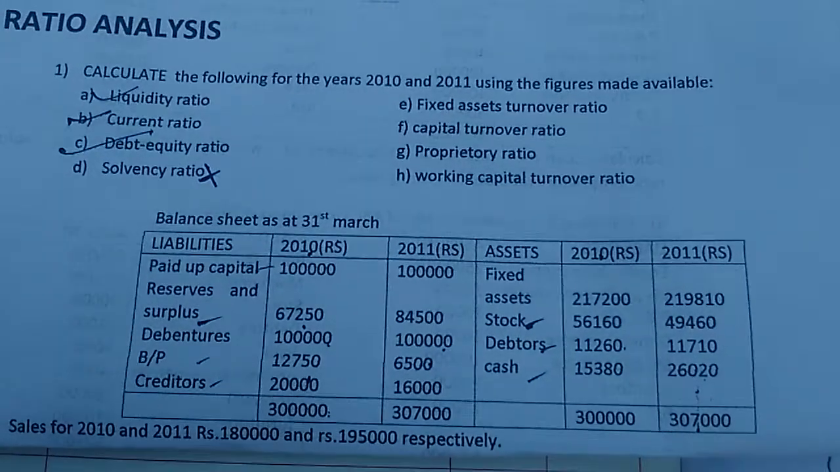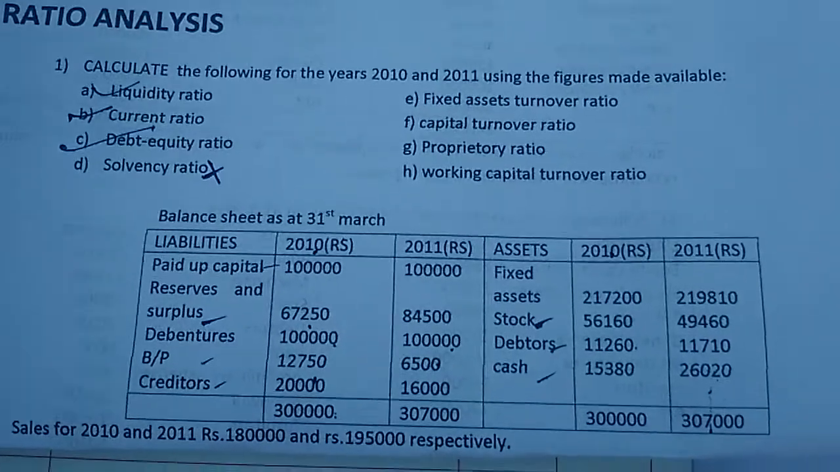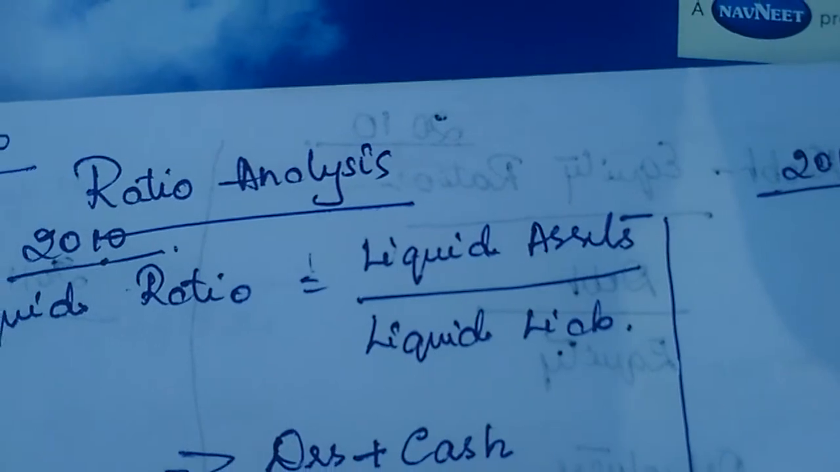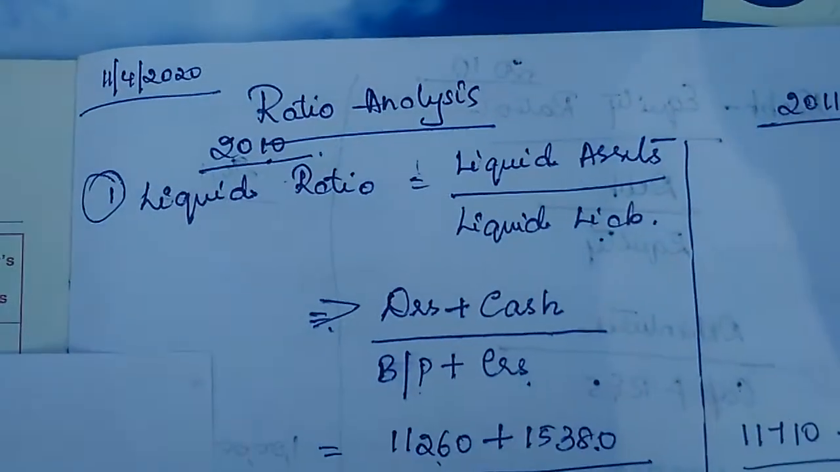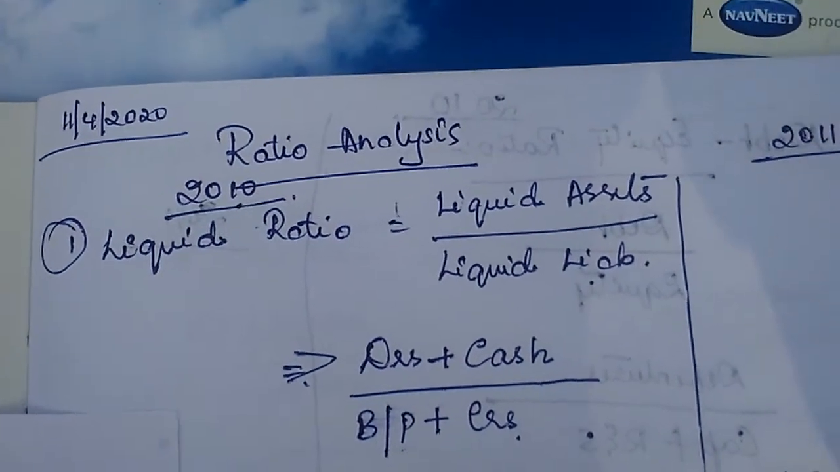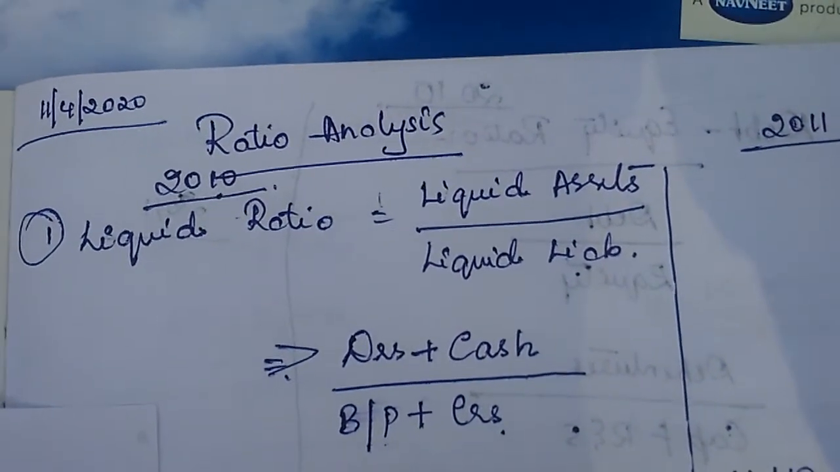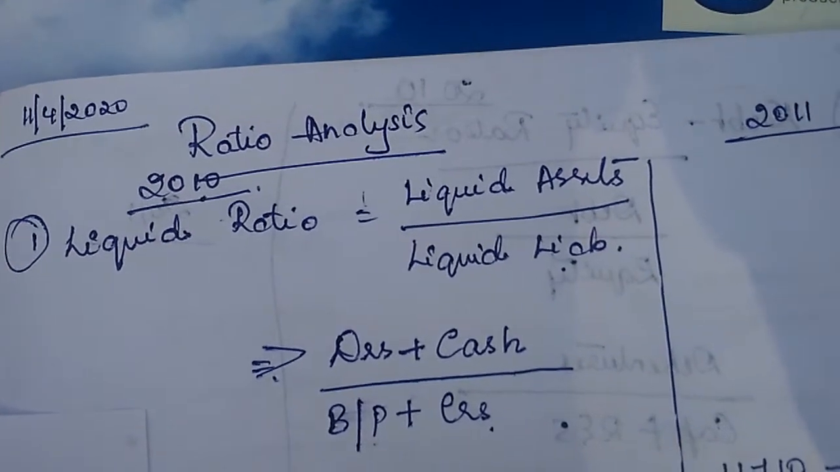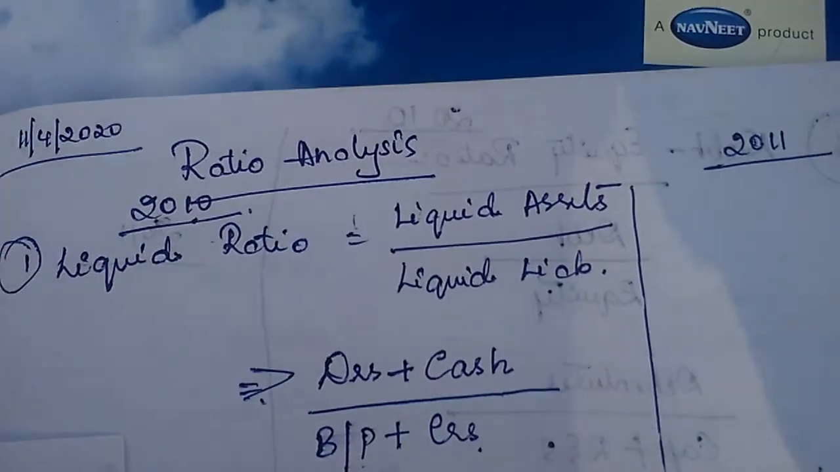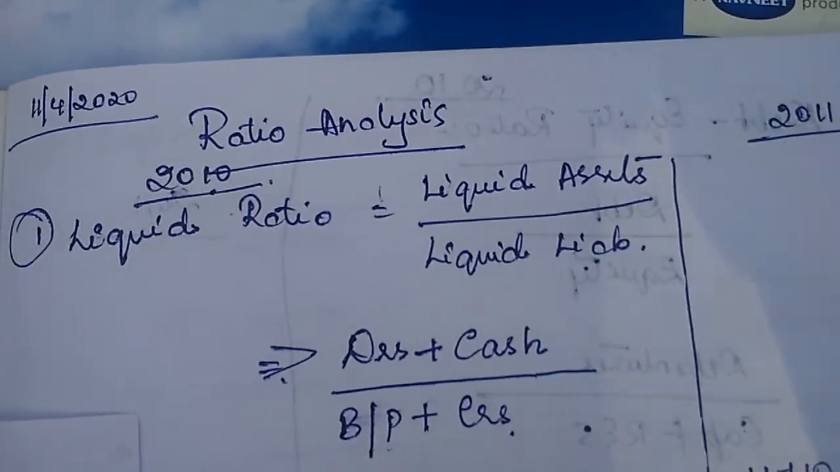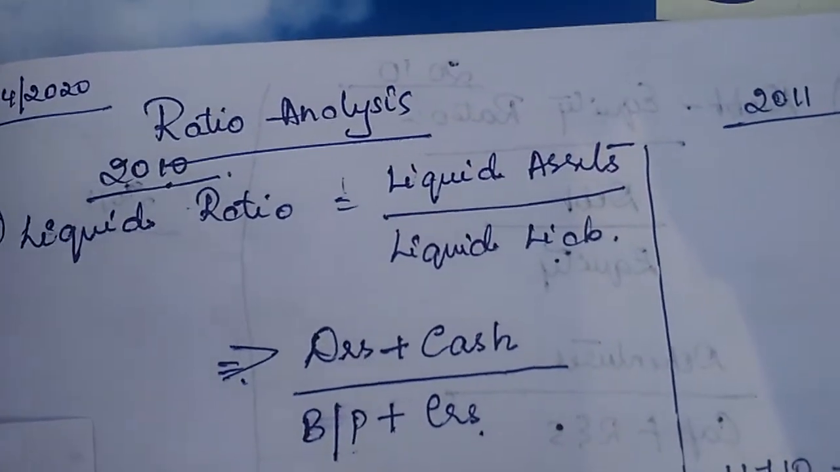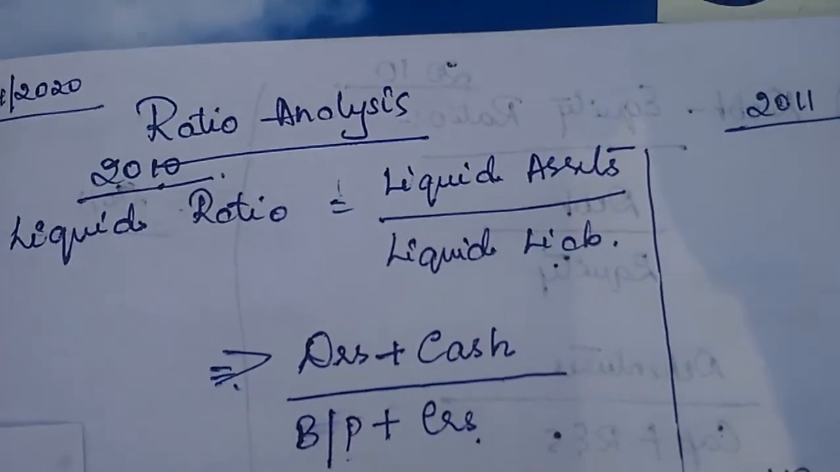So first, liquidity ratio, in other words it is liquid ratio. Liquid ratio formula is liquid assets divided by liquid liabilities. The items which come under this are already given in your photocopy. So as per this question, liquid assets you have are debtor and cash. Liquid liability is bills payable and creditor. So actually liquid asset is a current asset which does not include stock and prepaid expenses. Liquid liability is actually a current liability which doesn't include bank overdraft.